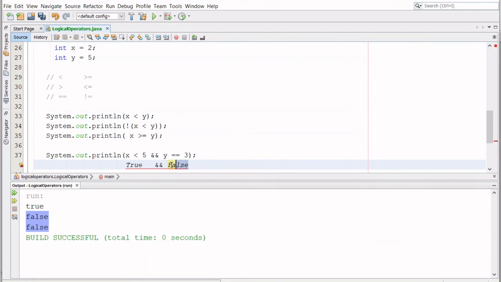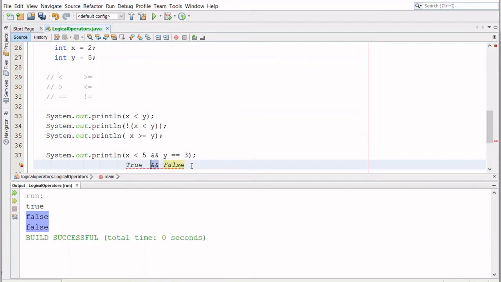Now, we simplify this further. What's the outcome of true and false? Like we learned in the previous slides, true and false will give us a false, because an and only gives true if both sides are true.